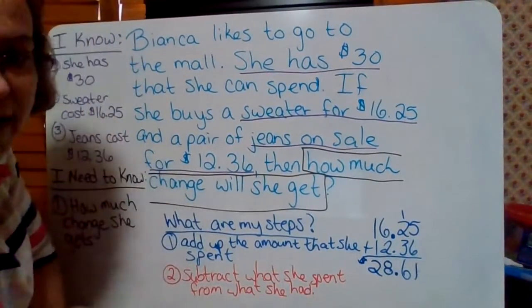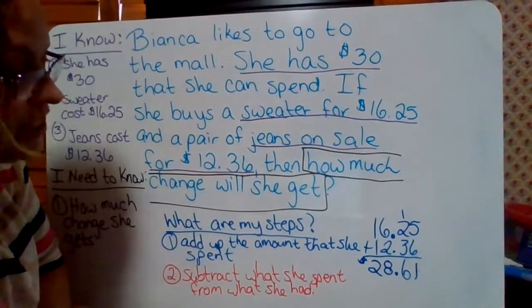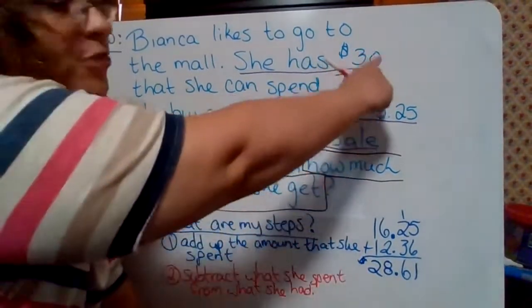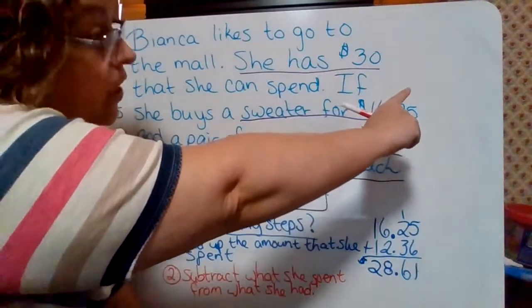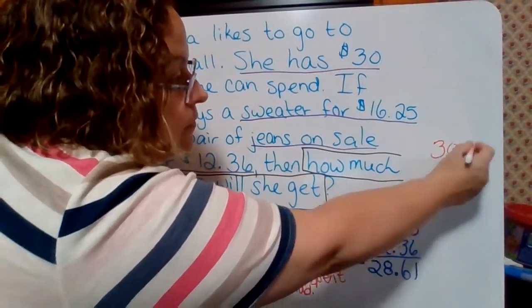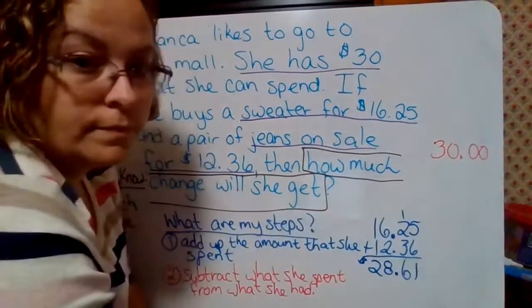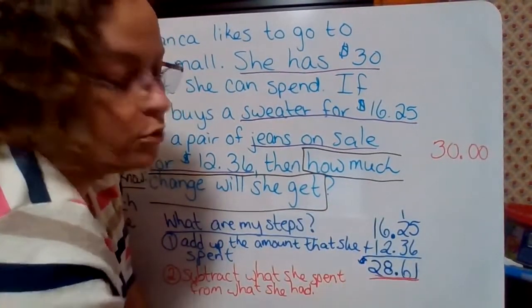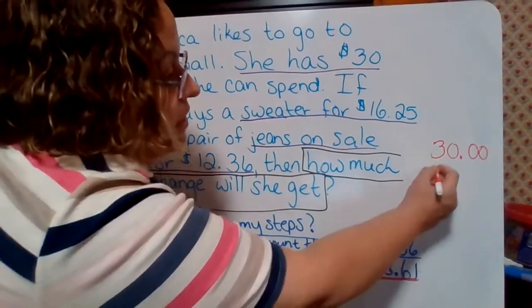Okay, that's my next step. Subtract what she spent from what she had. How much did she have? She had $30. Okay, so she had $30. How much did she spend? She spent $28.61.